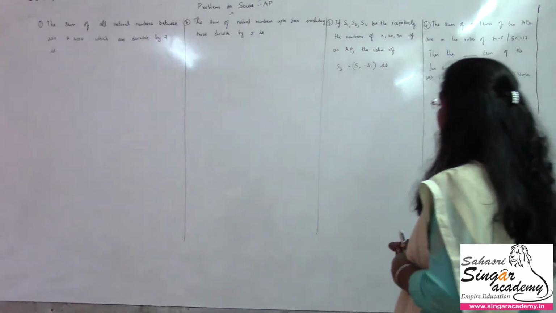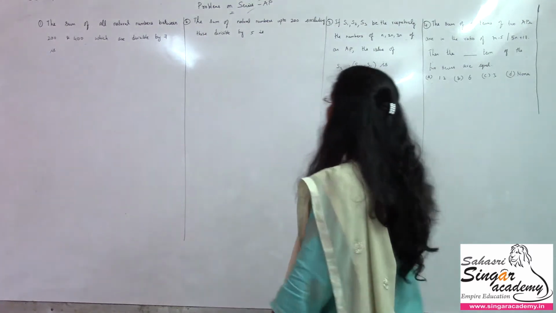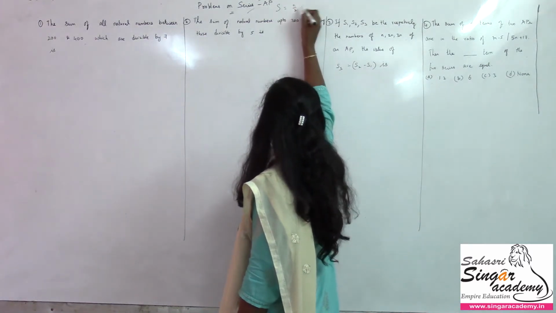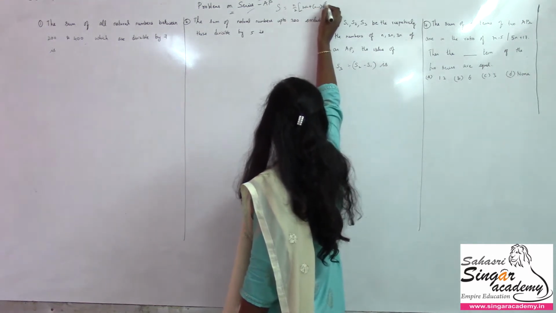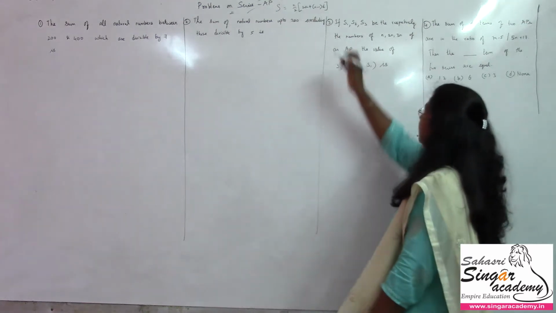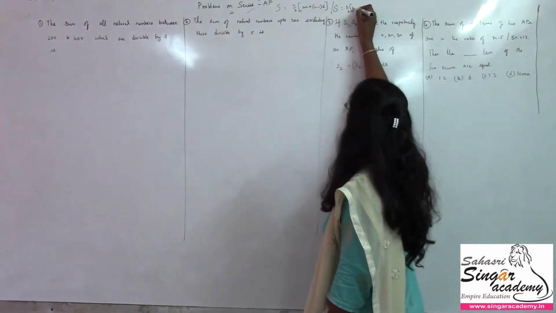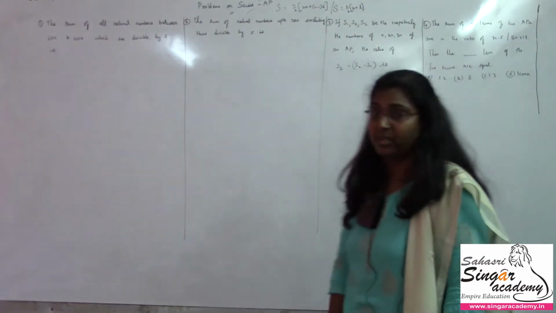So we have 4 problems. This problem is related to the series on AP. You know the formula for the series of AP, S_n = n/2 [2a + (n - 1) d] as one formula. And another formula is S can also be written as n/2 (a + L). We'll just check how far we are going to use these formulas here.